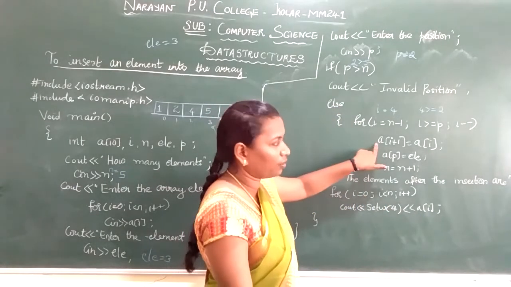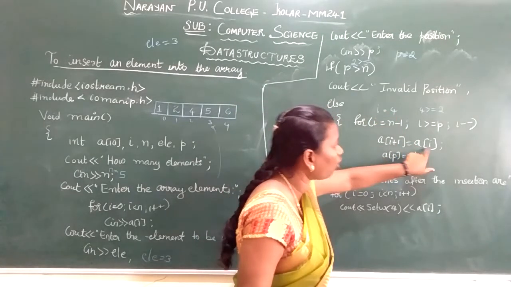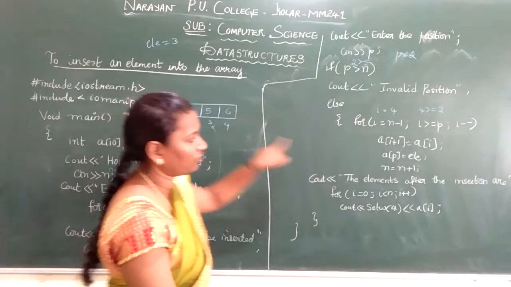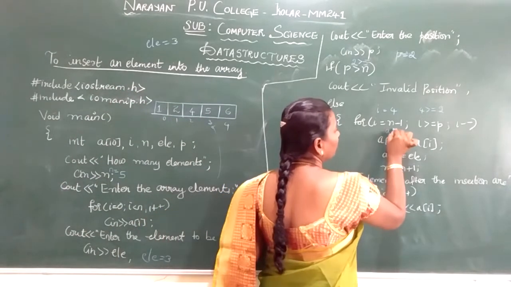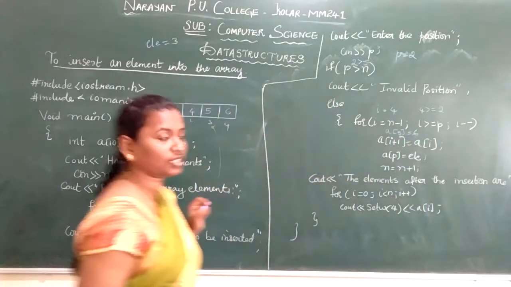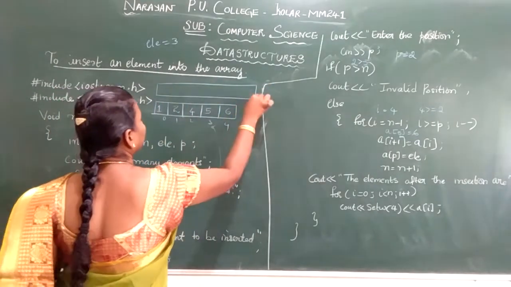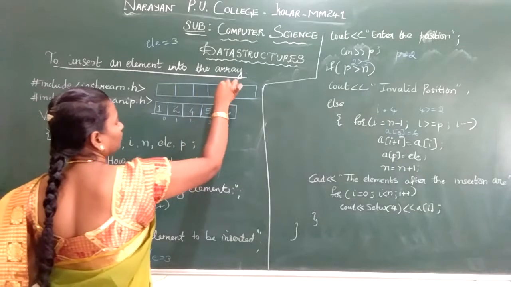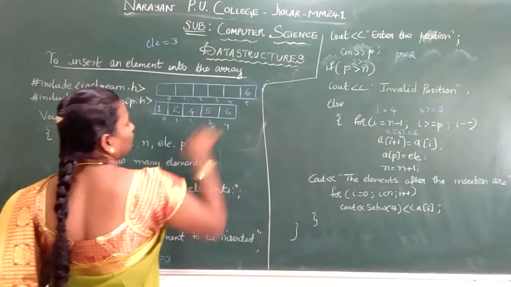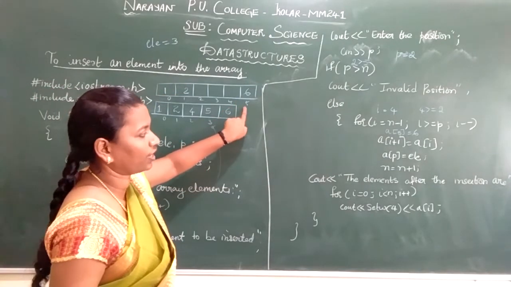So now we will come here. What is the a of I? A of 4, I value is 4. What is the a of 4? My a of 4 is 6. So 6 I am giving to a of I plus 1, that is 4 plus 1, 5. So at the fifth position I am giving my value 6. So 6 is moved to the given position, that is a of 5.